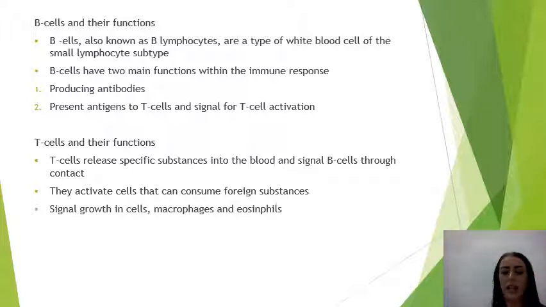T cells release specific substances into the blood and signal B cells through contact. They activate cells that can consume foreign substances. They signal growth in cells, macrophages, and eosinophils.